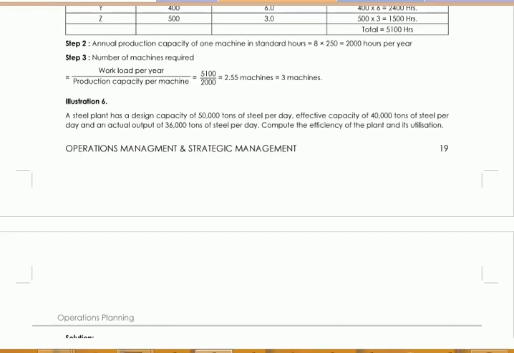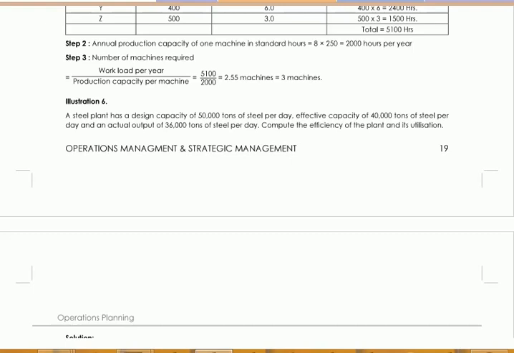We have effective capacity. Effective capacity means the capacity which we can achieve under actual business conditions. The difference between design capacity and effective capacity: in design capacity ideal conditions are there, but in effective capacity actual conditions are there. It is given to us as 40,000 tons a day, and actual output is given to us as 36,000 tons per day.